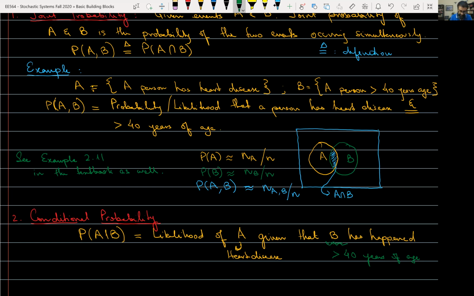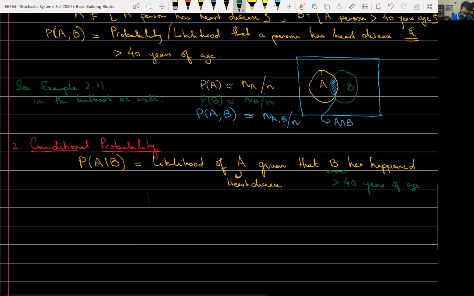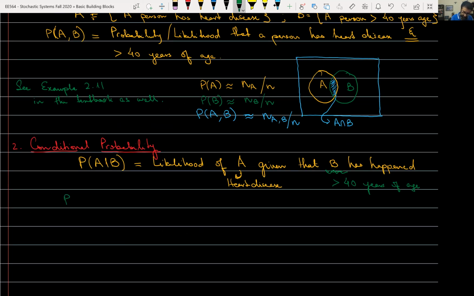Okay? And how does this relate to the joint probability? Here's how it relates to the joint probability. So probability of A, if I go just back to the previous example here.